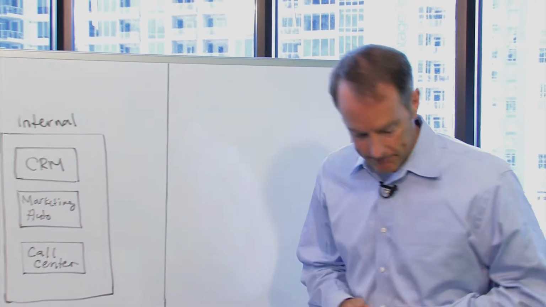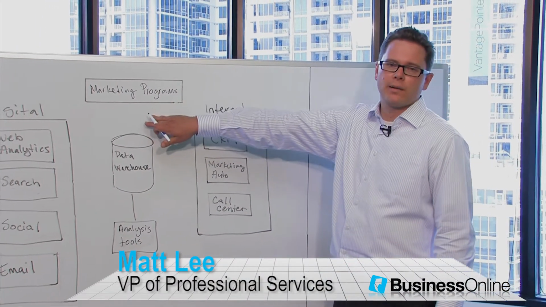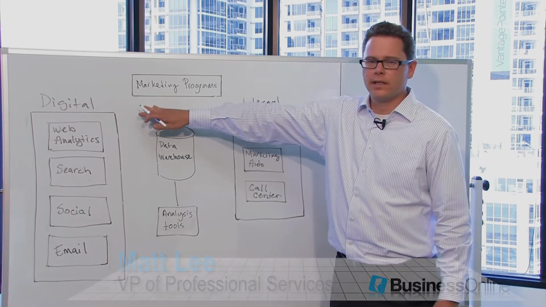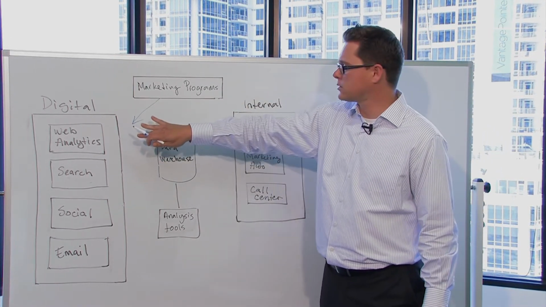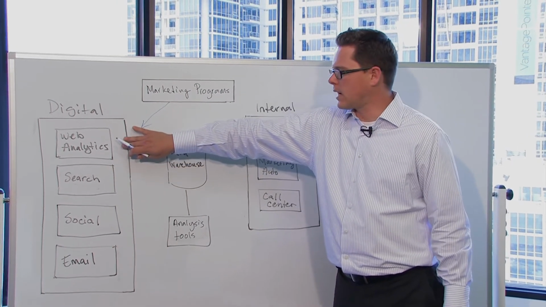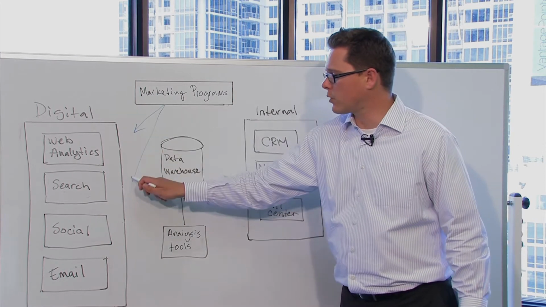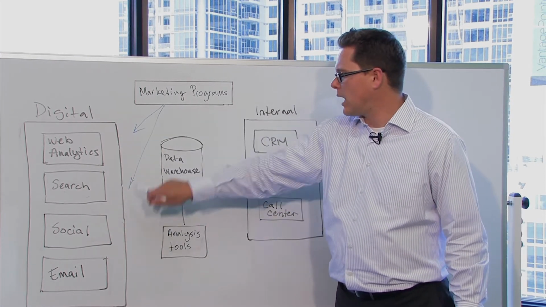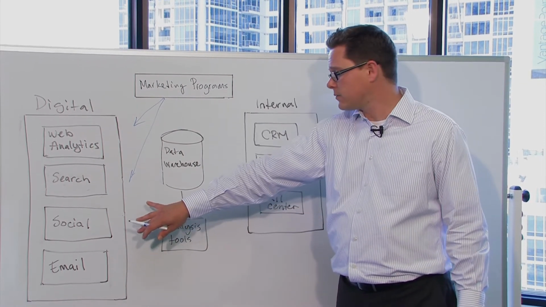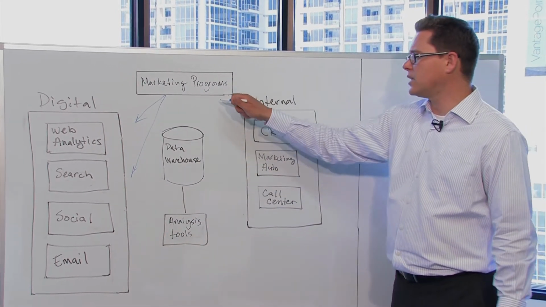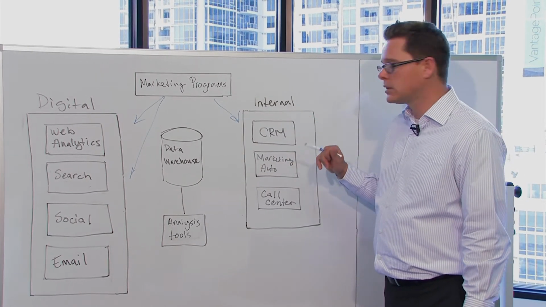Thanks, Rich. So you're running marketing programs, and those marketing programs are driving data throughout your enterprise. You're driving data through the digital channels, through your web analytics tools like Omniture Site Catalyst or Google Analytics, through your search tools and search programs like Google AdWords, and through social, email, and other digital channels that your marketing programs drive. In addition, data is flowing through the offline and line of business channels.